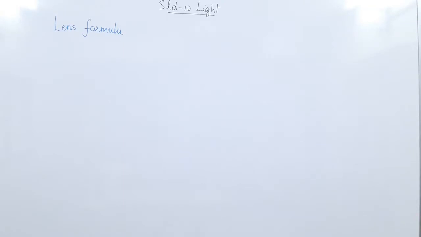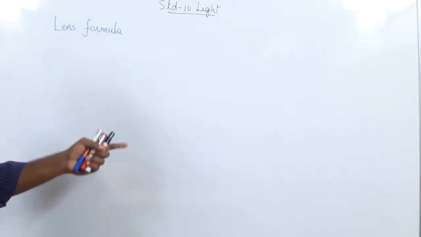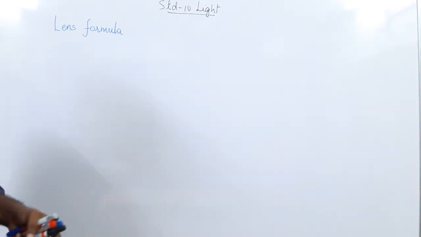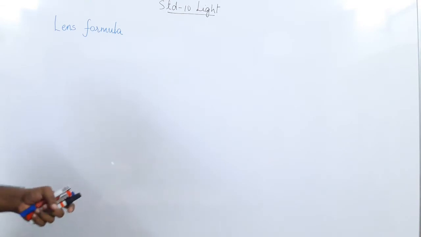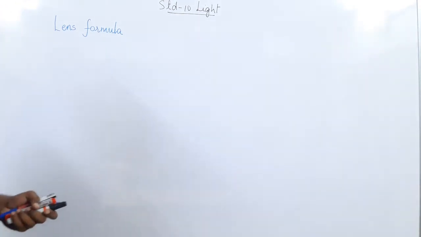Good morning, friends. Yesterday we saw the cases for a convex lens and a concave lens: when the object is placed at different distances, what kind of image do you get? The nature, the position, and the size of the image. Today we are going to derive the lens formula, just like we derived the mirror formula.